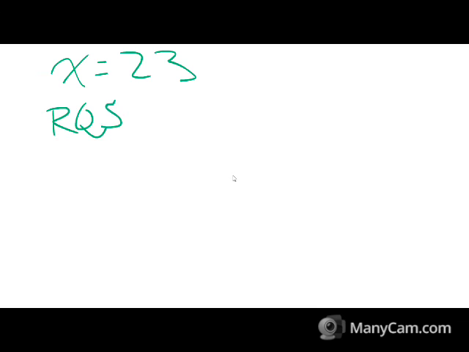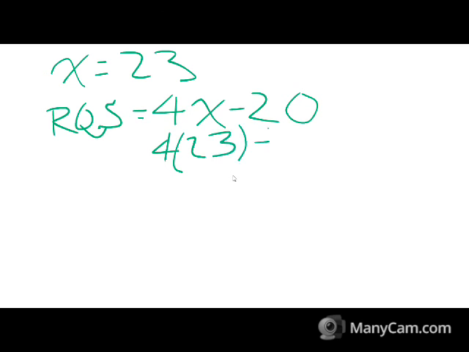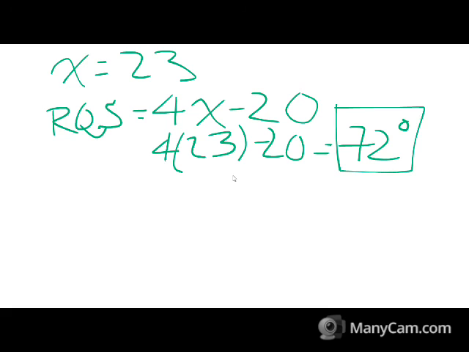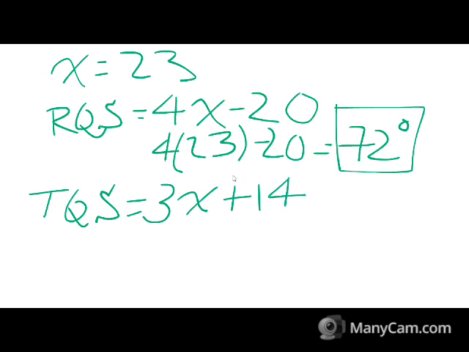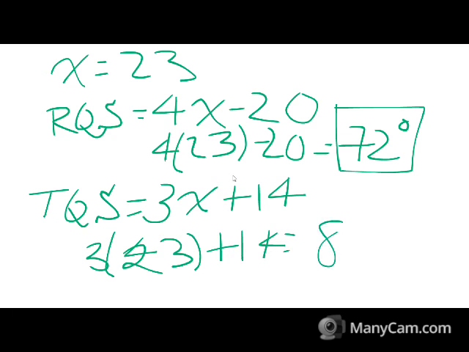So if x equals 23, our RQS equals 4x minus 20. We're going to plug it in, and that's 72 degrees. So our RQS equals 72 degrees. And then SQT equals 3x plus 14. So we do 3 times 23 plus 14. It's going to give you 83 degrees.